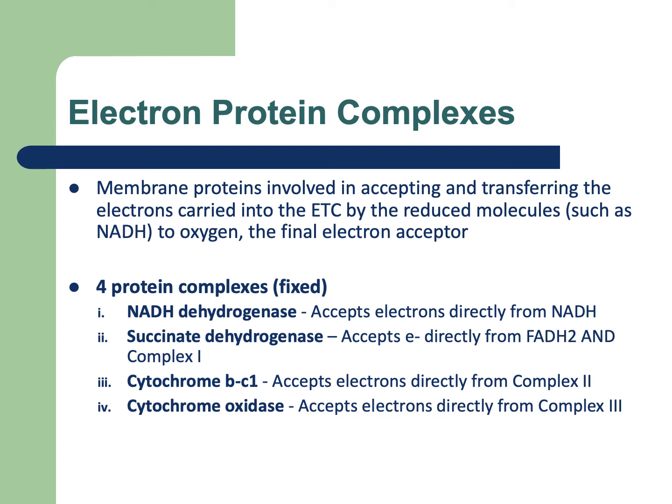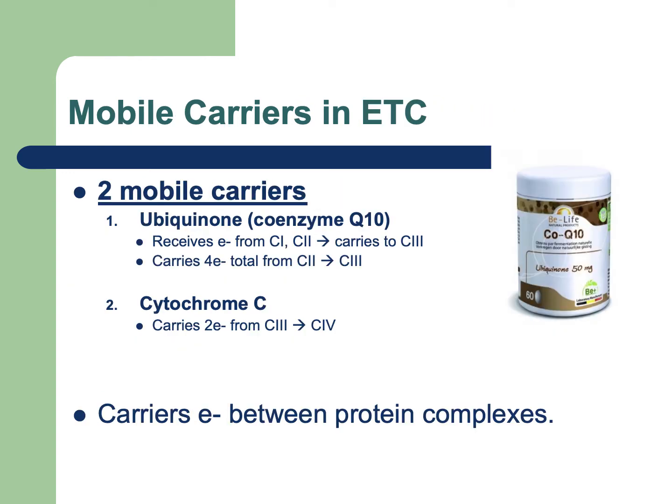So essentially, we're moving from a high free energy down to lower free energy, and we're transporting these electrons from complex 1 to complex 4, where they will then bind to oxygen to form water. There are also 2 mobile carriers in the electron transport chain. One is ubiquinone, also known as coenzyme Q10, and it receives electrons from complex 1 and complex 2, and it carries them to complex 3.